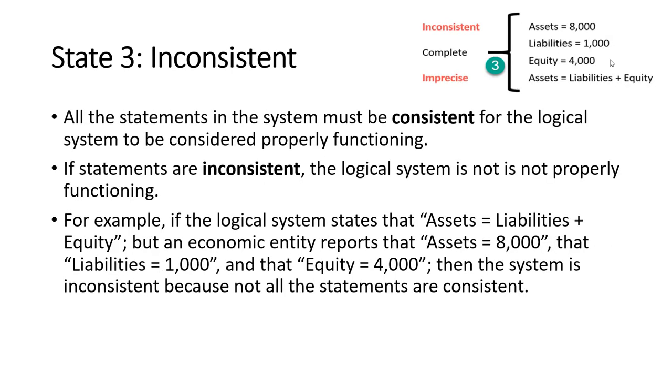Now state number 3. Imagine that you did provide the rule, and you provided a system that has three fact values: assets of 8,000, liabilities of 1,000, and equity of 4,000. Well, liabilities plus equity does not equal assets. So this system is inconsistent per the rule that has been specified. So it's not properly functioning. Basically, if you have the rule and you're able to test to make sure the values are correct, then you know that the system is working correctly.